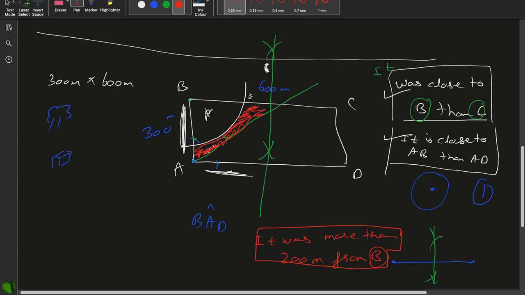Now this red region is basically closer to B than C. That's true. Second, it is closer to the line AB than the line AD. That is again true. Third one, it is more than 200 meters. It is outside that arc. Getting the point?